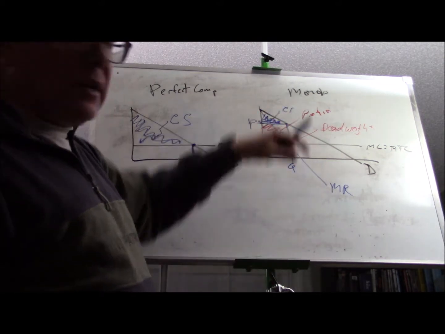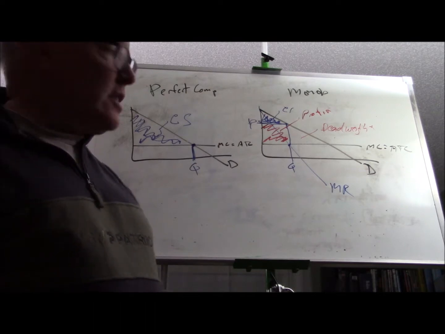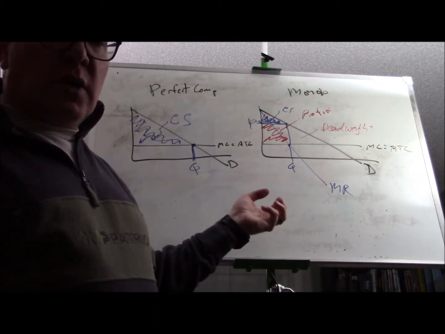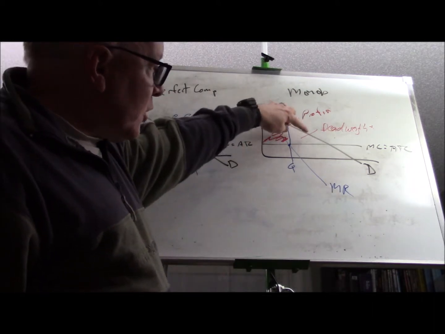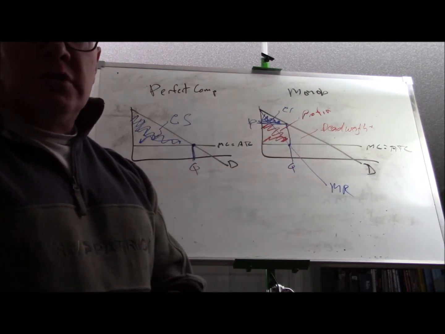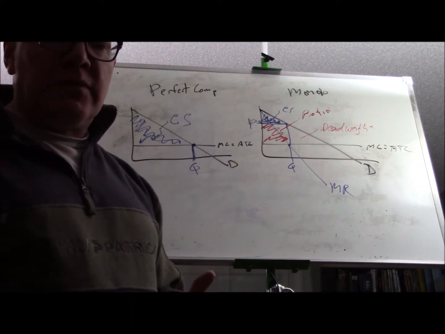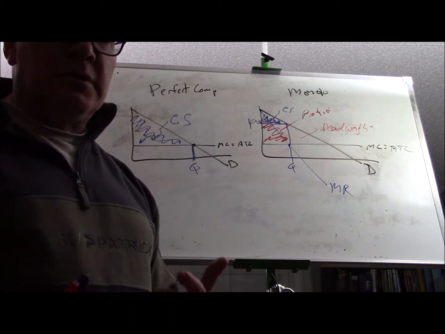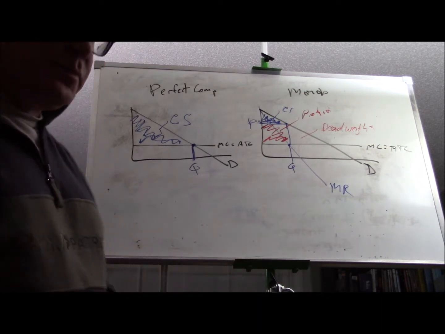There are mutually beneficial transactions that are not happening because the monopolist has deliberately restricted quantity in order to raise price. There are folks that are willing to pay more for the good than the marginal cost of producing additional quantities of the good. We say these are mutually beneficial transactions that are not able to happen, and it is a loss to society.